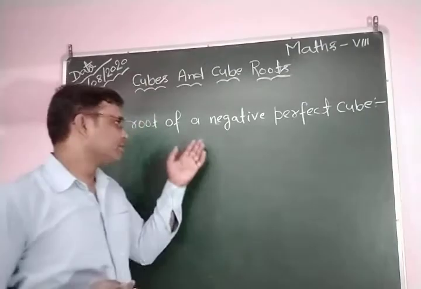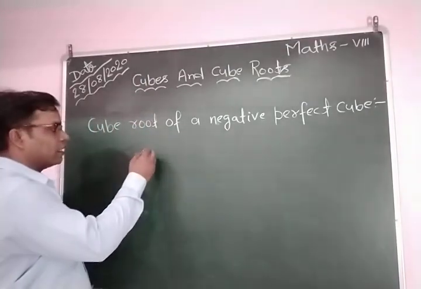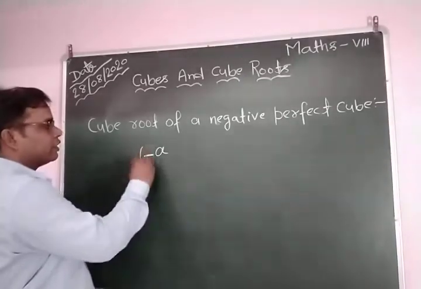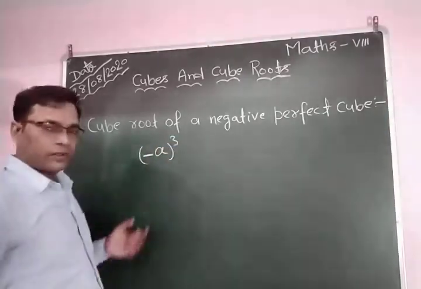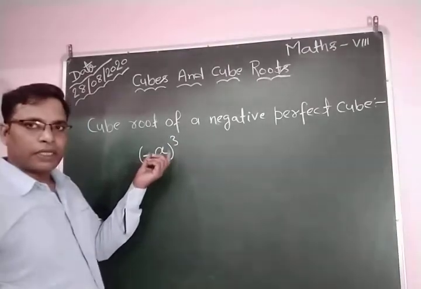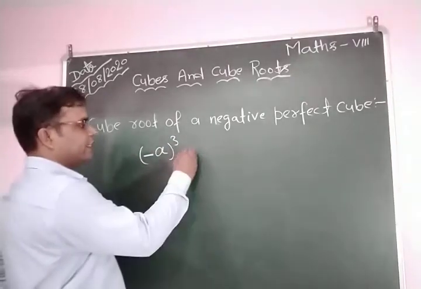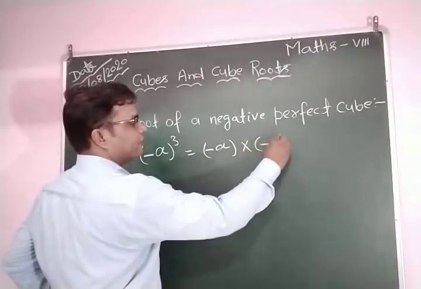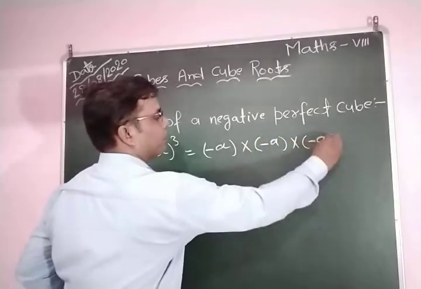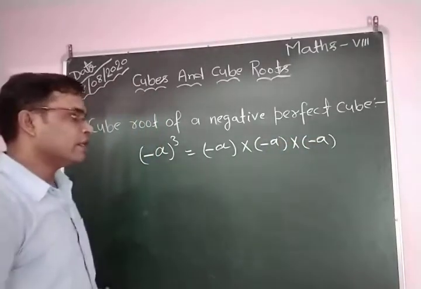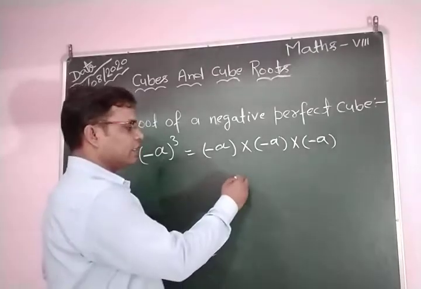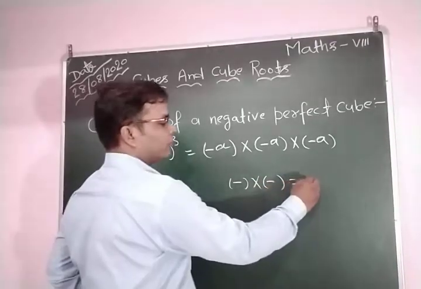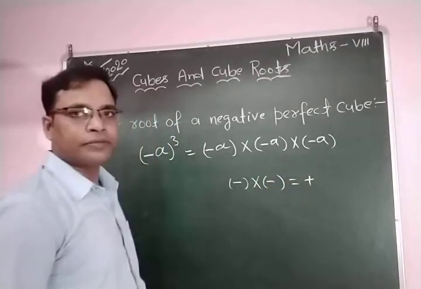Suppose a is a perfect cube, a negative integer. So (minus a) to the power 3 you can write as minus a into minus a into minus a. And I hope all of you know that minus into minus is equal to plus. Clear?